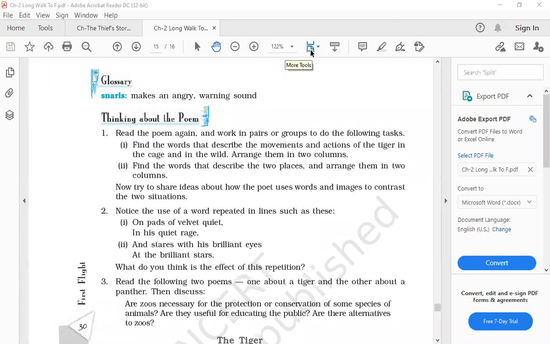Find out the words which describe the movements and actions of the tiger in the cage and then in the wild. And find the words that describe two places and arrange them into columns. So, first you have to describe the movements. The homework was given to you. So, if you are ready, can we start with the discussion? Kindly raise your hand.